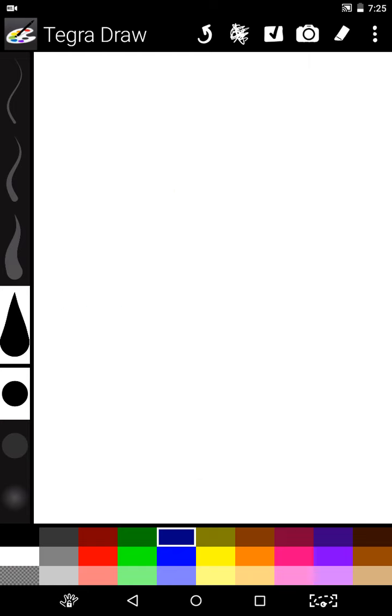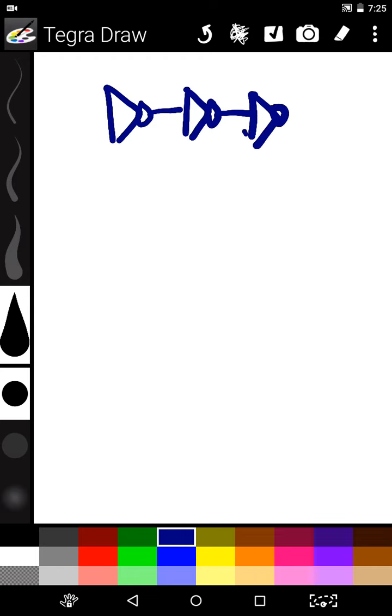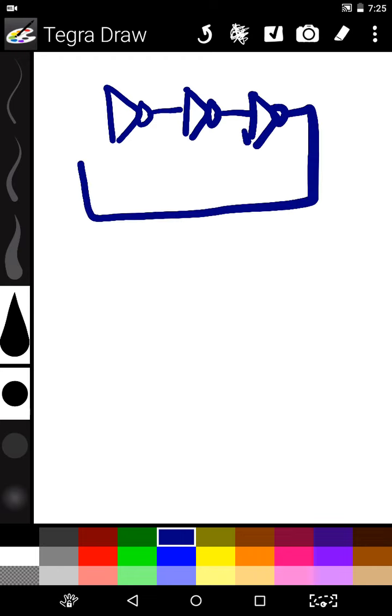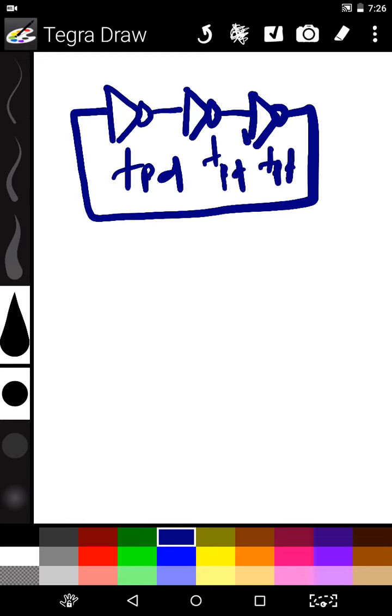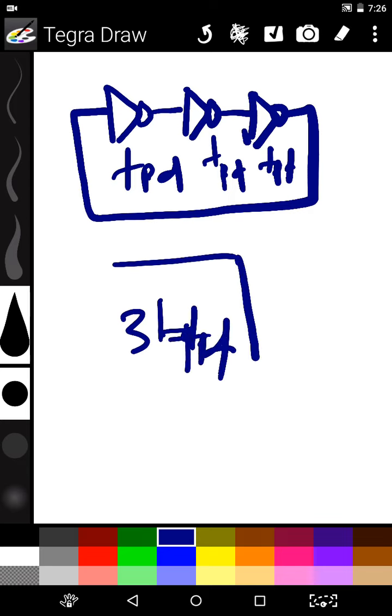Whenever we use 3 NOT gates in a cascaded loop-back connection, we get the time period as TPD, TPD, TPD. After 3 TPD, the output will be 1 first, then 0, then 1, in this manner.